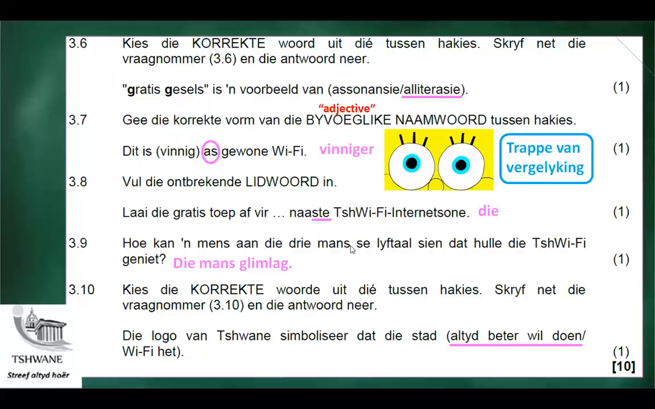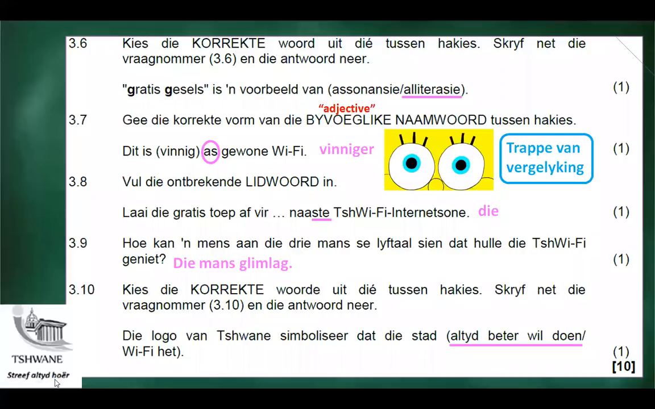Okay, so onthou nou, ons het nou gesien, in elk een van die advertenties het hulle gevra vir 'n lidwoord. Hulle het gevra vir trappe van vergelyking en hulle het gevra vir intensiewe vorme. By doing these various papers in preparation for your exam, you start picking up a pattern. So you see, intensive form has been asked. Degrees of comparison, articles have been asked. So it's the same type of question, you just don't know what example you are going to get.